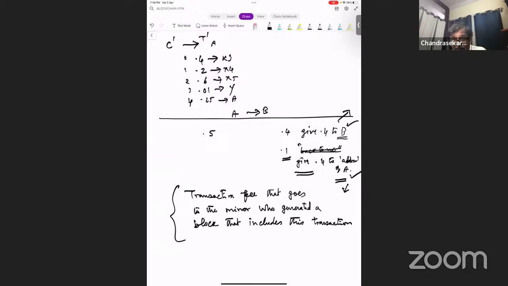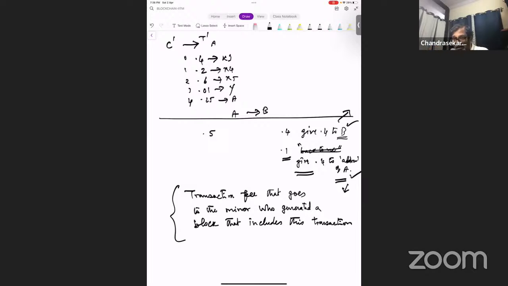You have to pay the transaction fee for them, but you don't know who that guy is, because now you are generating a transaction. You don't know when it will get into a block. Who is the block generator? What is his address? You want to give a transaction fee, but to whom will you give it? You can't specify the address. You don't know the person.